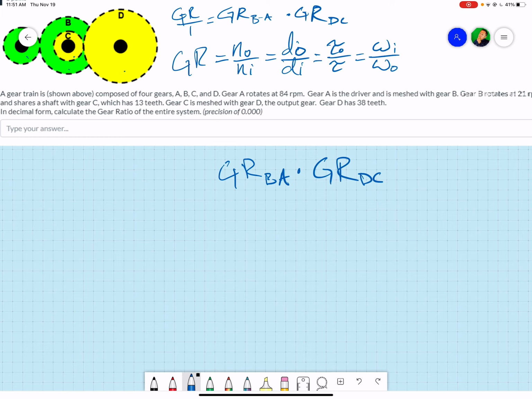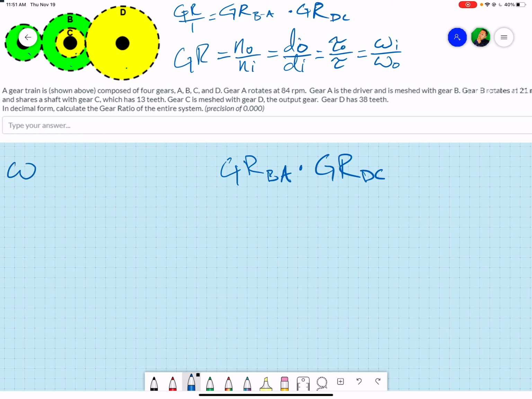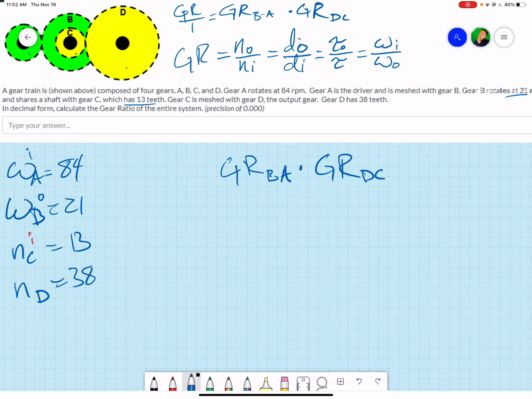Okay, so let's talk about what we got. We have gear A. Gear A has 84 RPM. So omega A, which is going to be the input, so I'll put a little i up here, is going to be 84 RPMs. Gear B, omega B, is 21 RPMs, and that's going to be an output. Then we have gear C, and gear C is giving us teeth, but that's okay. So NC is going to be 13. Gear C will be turning gear D. Gear C is the driver, so that is the input. And gear D has 38 teeth. Okay, so there are our numbers.